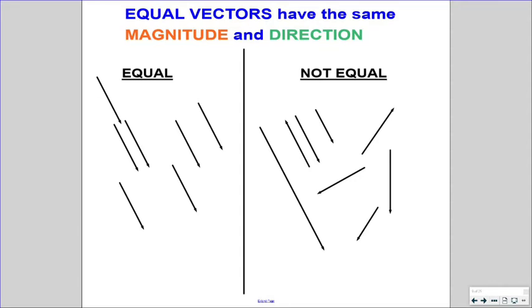Equal vectors have both the same magnitude and direction. So on the left-hand side here of this slide, those are all representations of equal vectors. They're all parallel to one another. They've all been moved parallel to one another. All of their magnitudes are the same. So they have the same magnitude and direction, which means those are all equal. Not equal examples then are on the right-hand side. Either they have different directions, different magnitude, or both. In that case, those vectors are not equal.